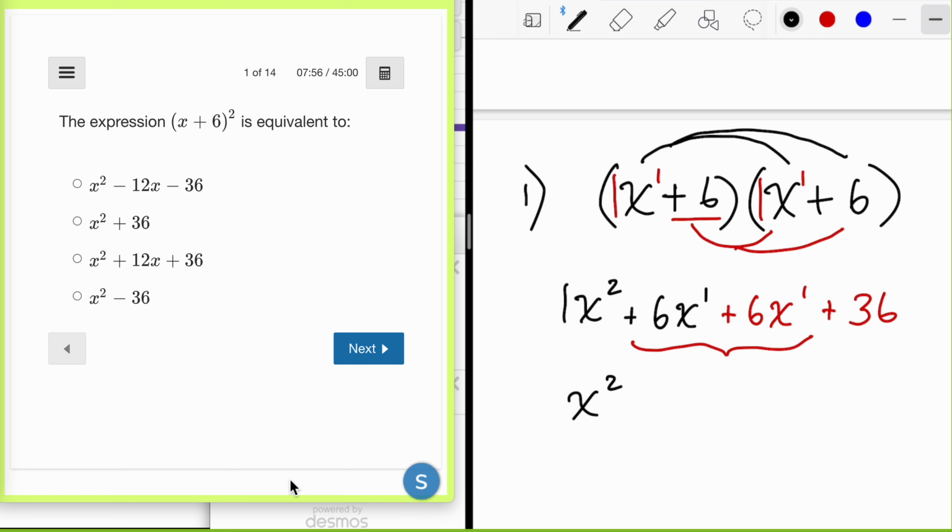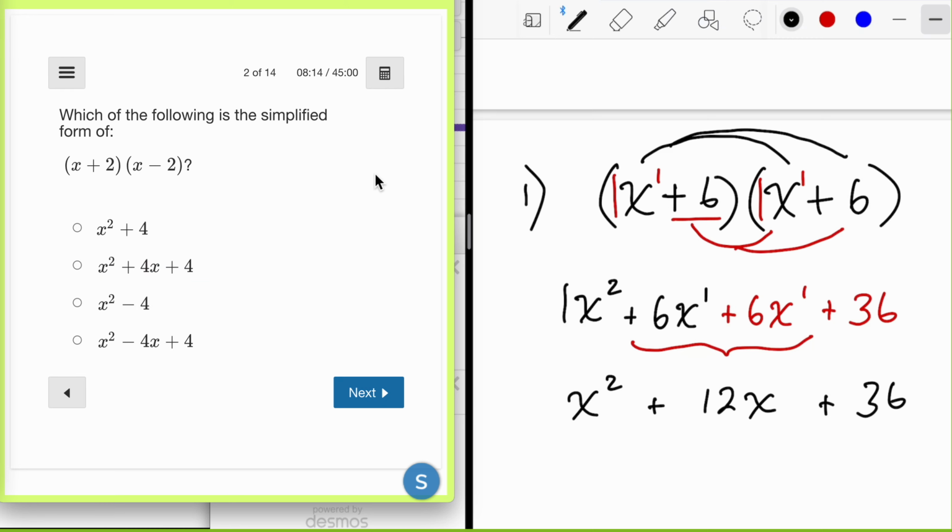6x plus 6x gives you a 12x. You can say 12x to the first if you want, but 12x. And the 36 comes along for the ride. And so that makes it, the choices should have been randomly arranged. So for me, it's the third choice. All right.